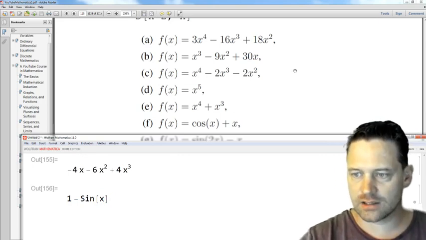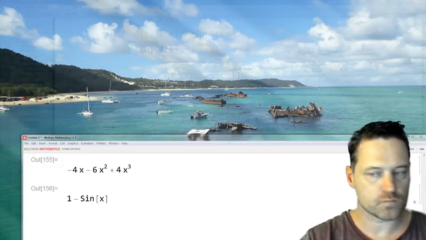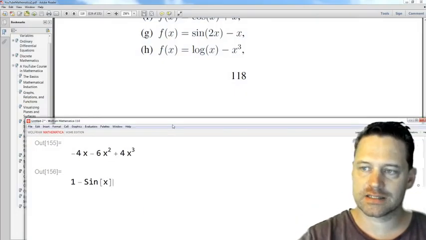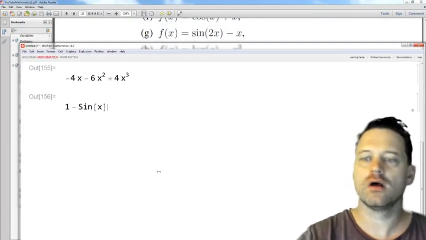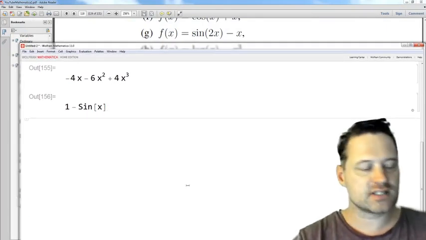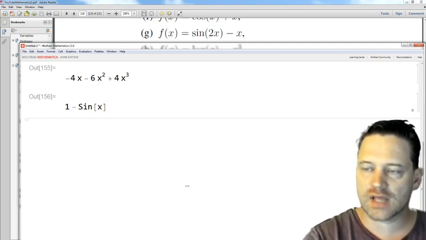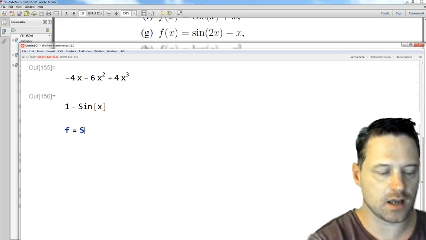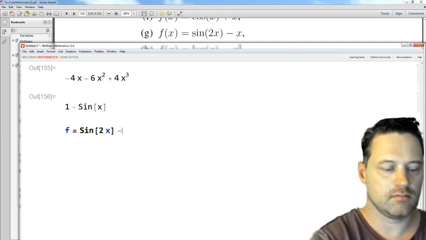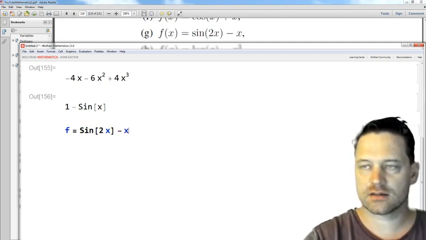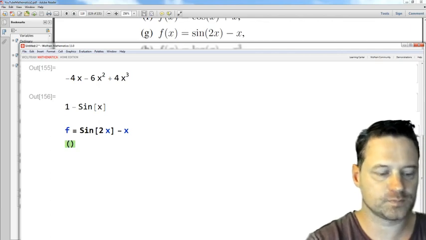Okay, now let's look at the next one, which is g. Right, because in this one we have our first opportunity to use something called the chain rule. Okay, so I'll come down in a new cell. Now, f equals sine of 2x minus x. Okay, so the chain rule, let's write this in comment form.